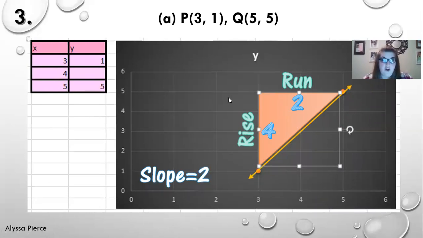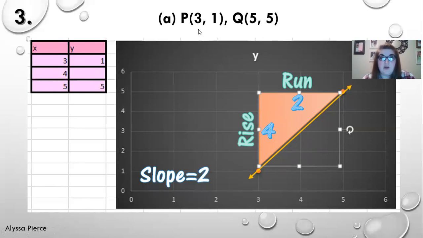Now I have solved this two different ways. To find the slope, you can either do that algebraically with a problem, which I'm going to show you after this, or you can use rise over run. So let's get into that a little bit more. So what I have done here is A gave us points P and Q, which is 3, 1 and 5, 5. So what I've done in Excel is listed my columns of X and my columns of Y.